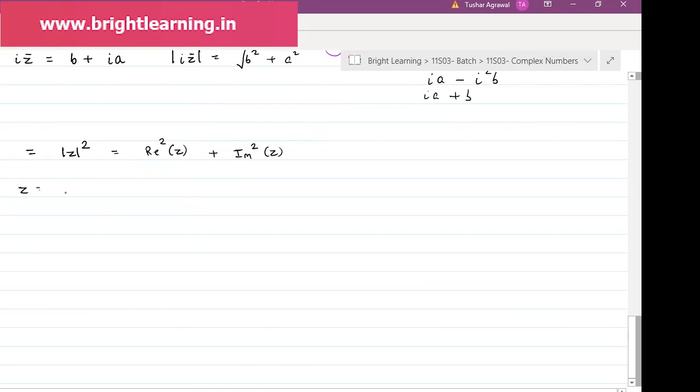Just if we take Z is equal to A plus IB, then Z bar will automatically be A minus IB, and Z into Z bar will be equal to just the multiplication as we do usual, which is A square. A square is real part whole square. B square is imaginary part whole square.